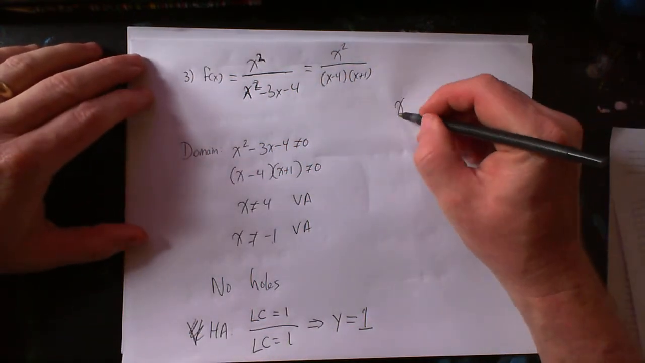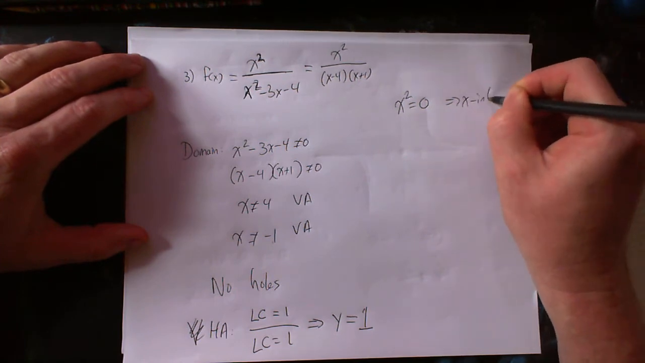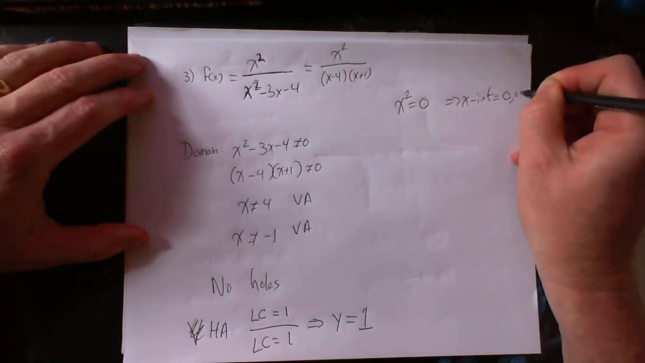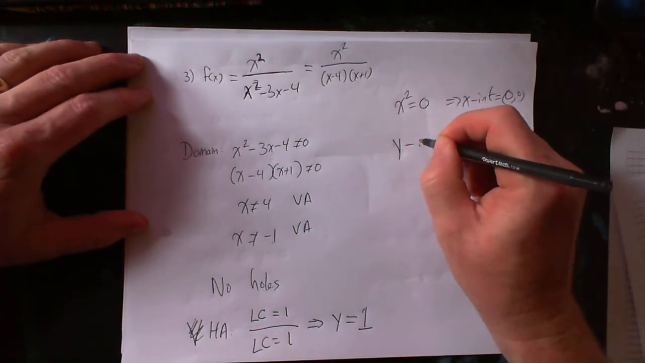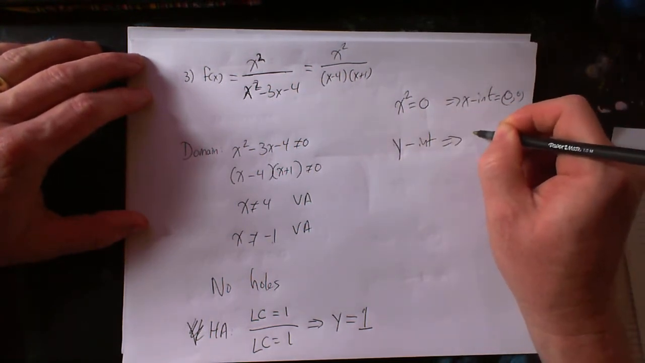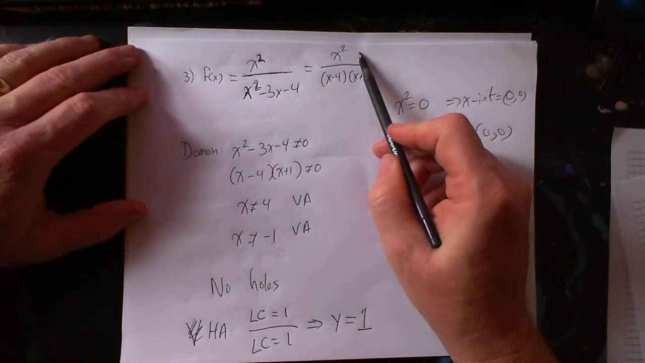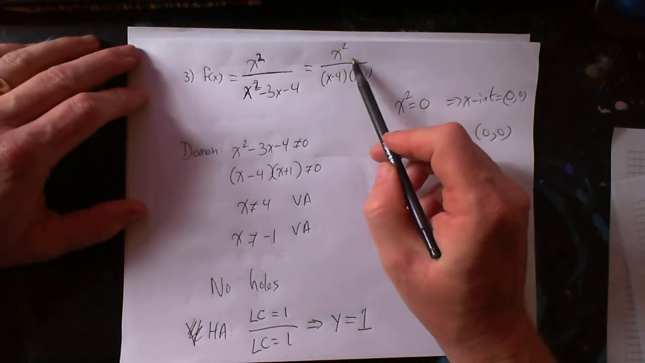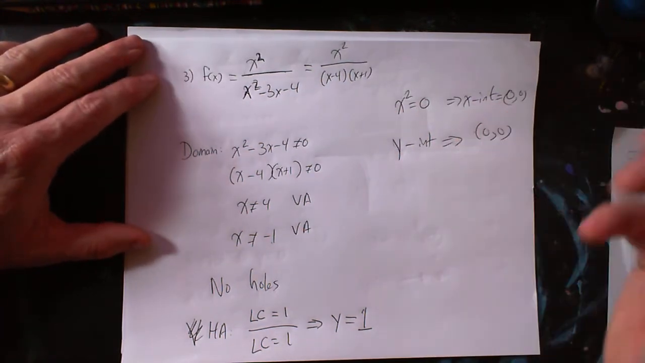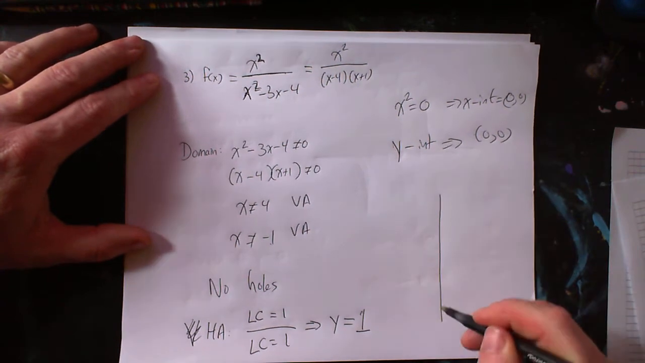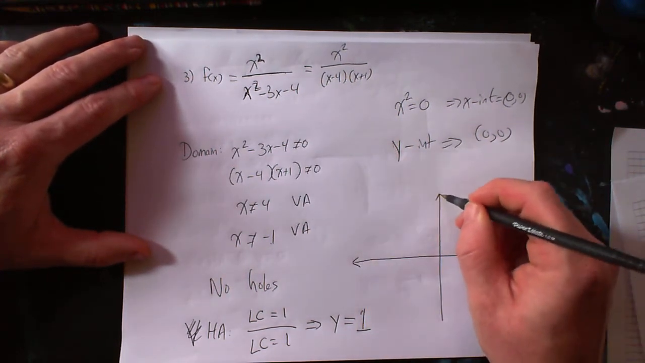X-intercept: if x squared equals 0, then our x-intercept is at 0, 0. Since the x-intercept is 0, 0, the y-intercept is also 0, 0. There is no constant associated with the x squared term, so that ratio is 0 over whatever. That leaves us prepared to graph the function.